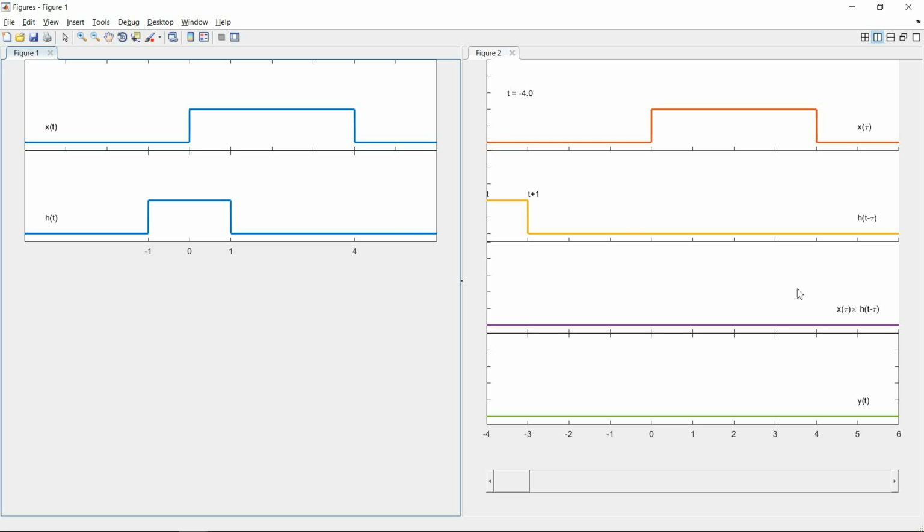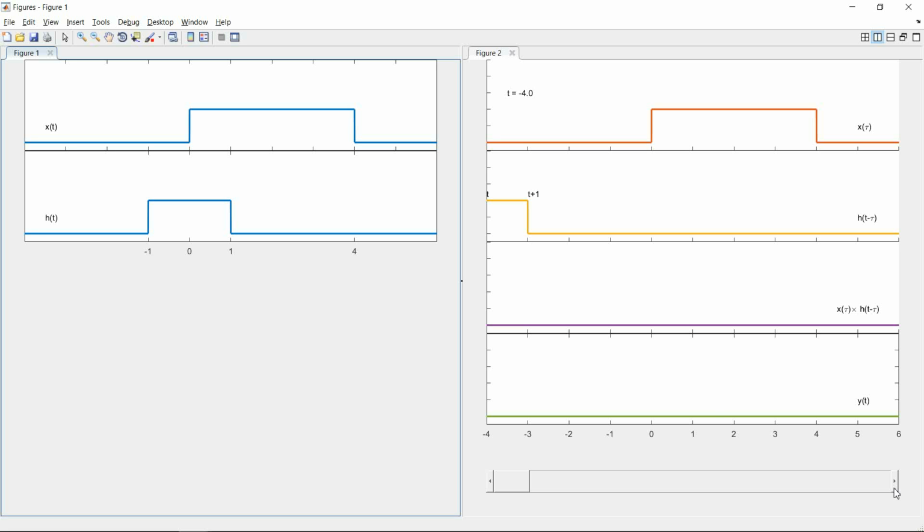The purple trace is the product of x of tau and h of t minus tau. And as you can see, it's 0 for all time. Technically, that's 0 for all tau. And when we integrate it, we get 0. And that's what you're looking at in the green trace.